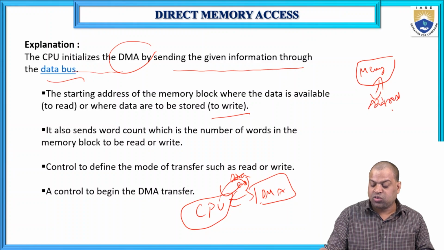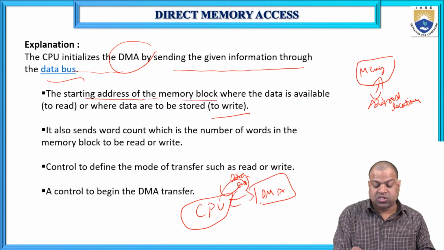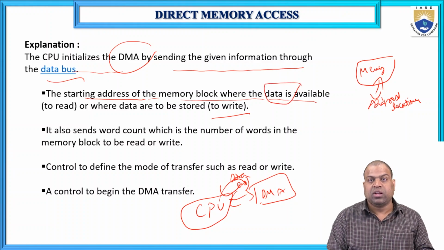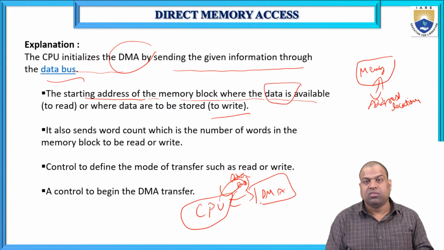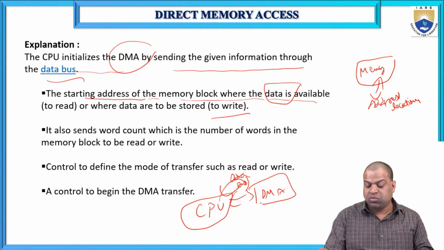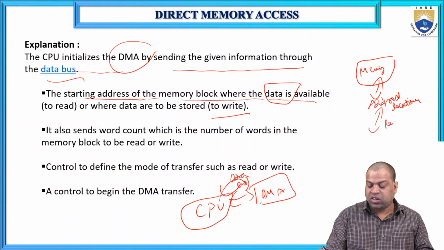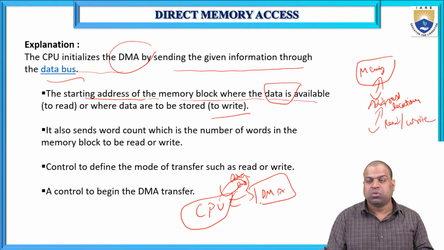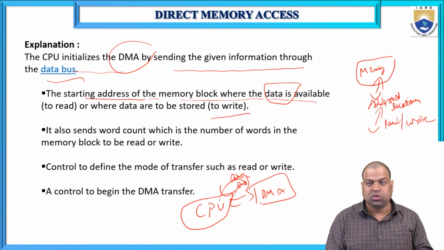Yes, we need an address location to find the memory. This is the selection address of the memory block where the data is available to read, or where data are to be stored or written. So for this memory, are you performing a read operation or a write operation? That is the address selection through the address.